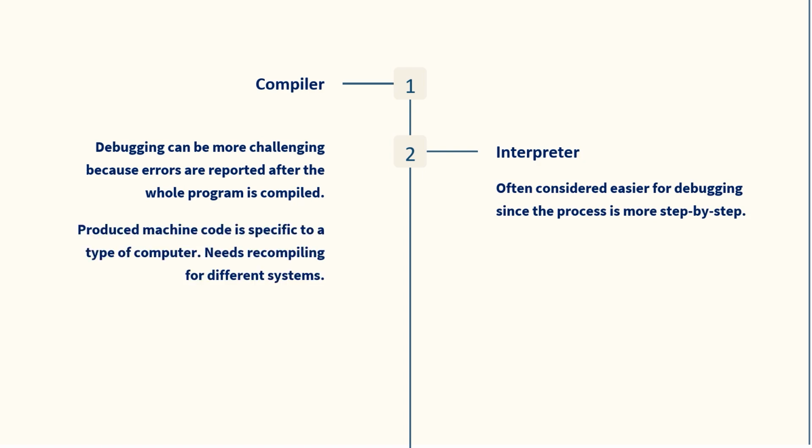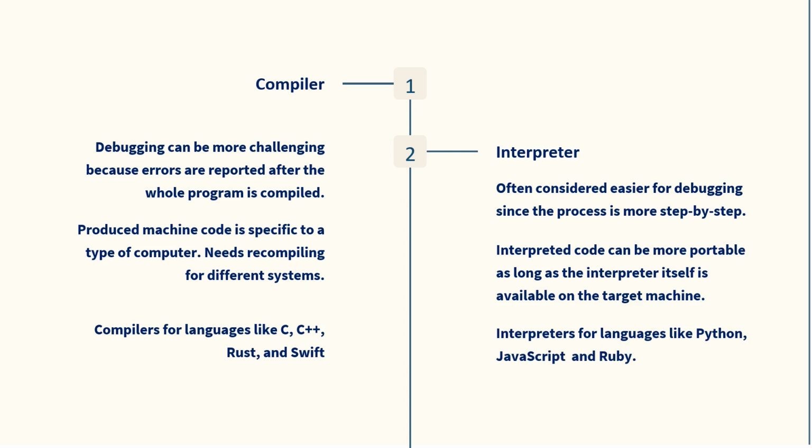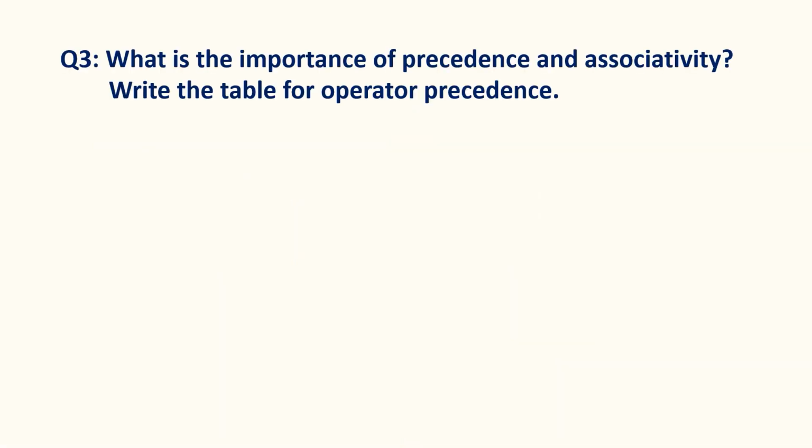The machine code produced by a compiler is specific to a type of computer and needs recompiling for different systems. Interpreted code can be more portable as long as the interpreter itself is available on the target machine. Compilers are used for languages like C, C++, Rust, and Swift, while interpreters are used for languages like Python, JavaScript, and Ruby. Question number 3.